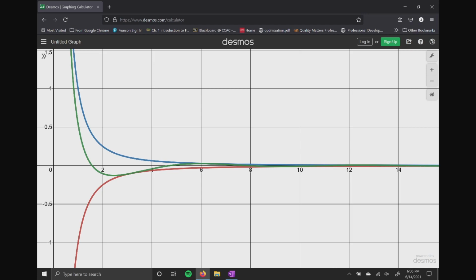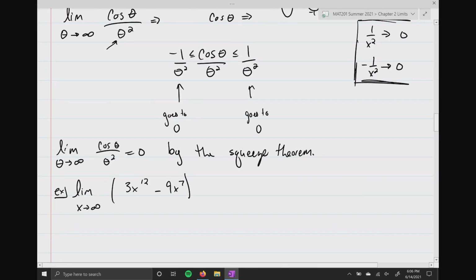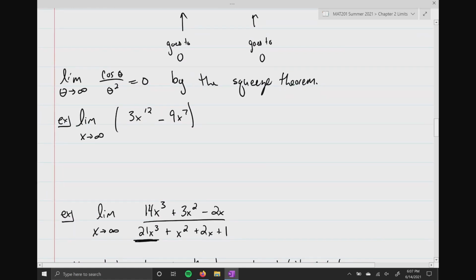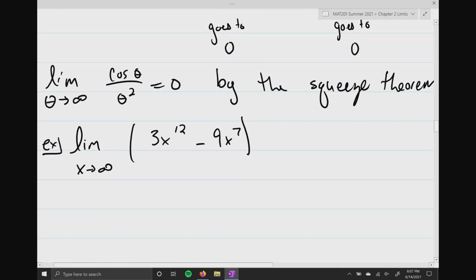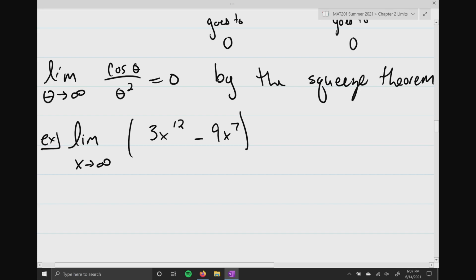Okay? Now for the last example, I think I have one more example here. Let me zoom in. There we go. So the last example is the limit as x approaches infinity of 3x to the 12th minus 9x to the 7th. Here's what's happening here. We have a polynomial. That's my leading term.